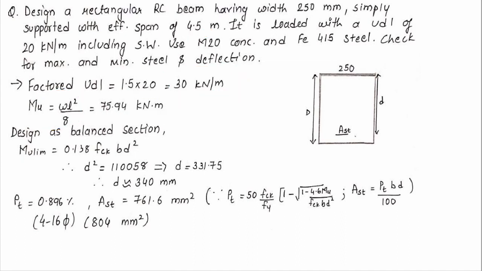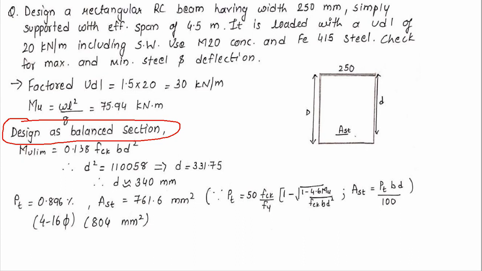Now, as the sum is to be designed, it is not asked to find the area of steel. It is asked to design the member, that is, to find the dimensions. Whenever we are required to find the dimensions, we will always assume it to be a balanced section. Only if the dimensions are given in the question will we find the relation between Mu and Mu limb.